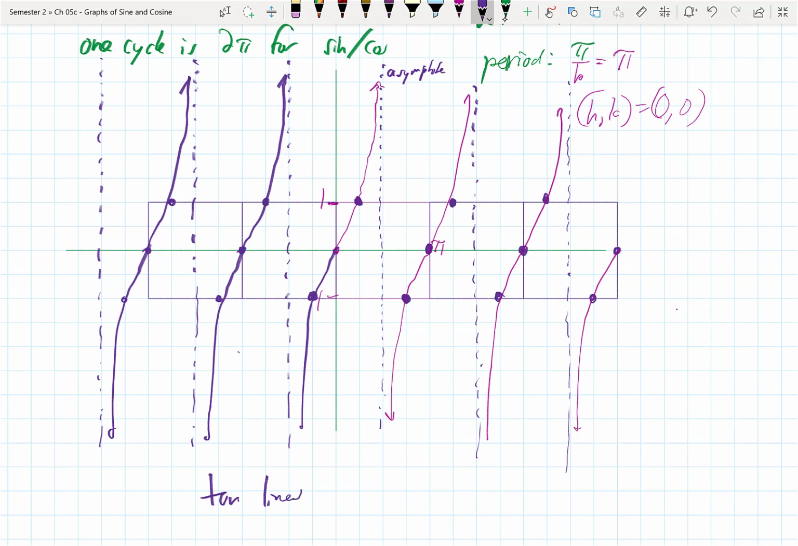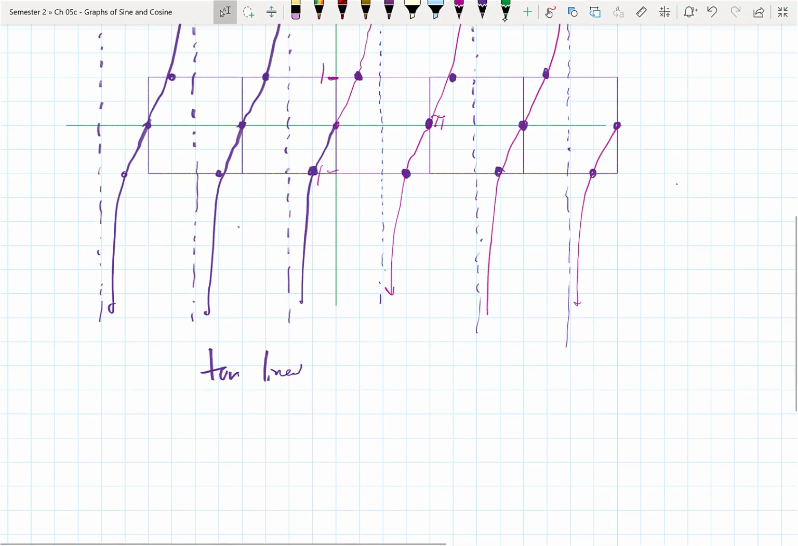And this is a graph of how tangent looks. We're not going to do a whole lot with it, but we are going to do some examples where I shift it. So what I'm going to ask for tangent is that you do several cycles of tangent just to get an image of how it looks. You don't have to do that many, but let's do 3 of them.